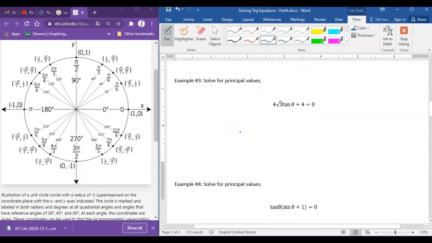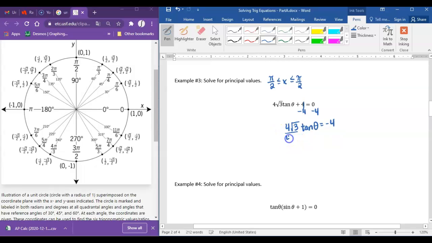Okay, here's our next one coming up, and we're supposed to solve for principal values again. Tangent. The principal values for tangent are negative pi over 2 less than or equal to x less than or equal to pi over 2. I guess I should use a theta there, but it doesn't matter too much. So I'm going to subtract 4 from both sides here. So I've got 4 square root of 3 tangent of theta equals negative 4.